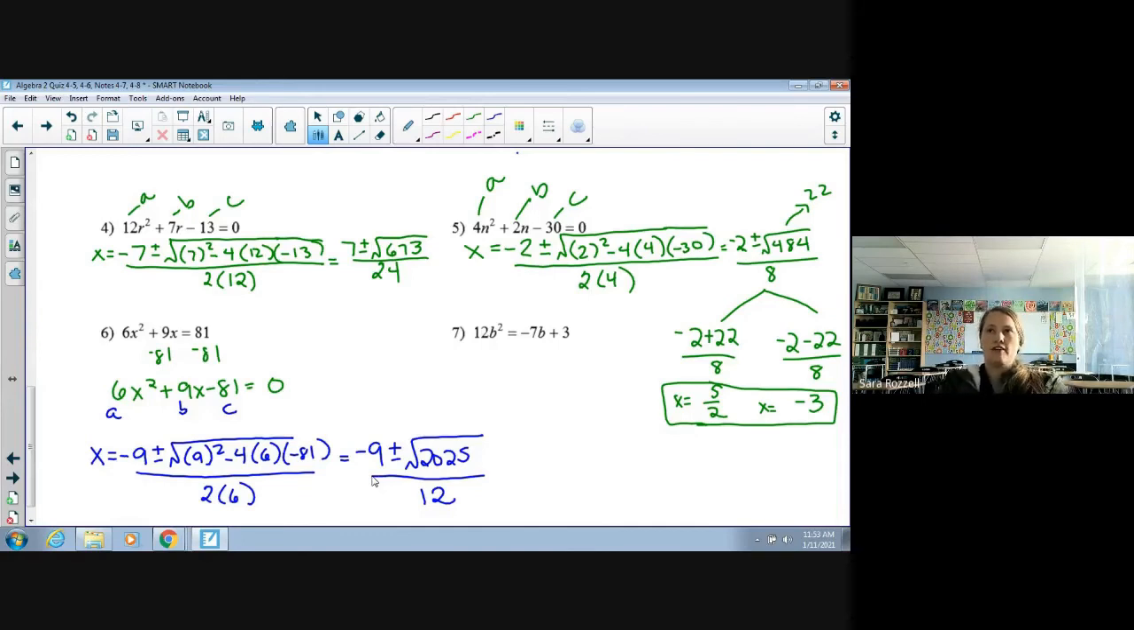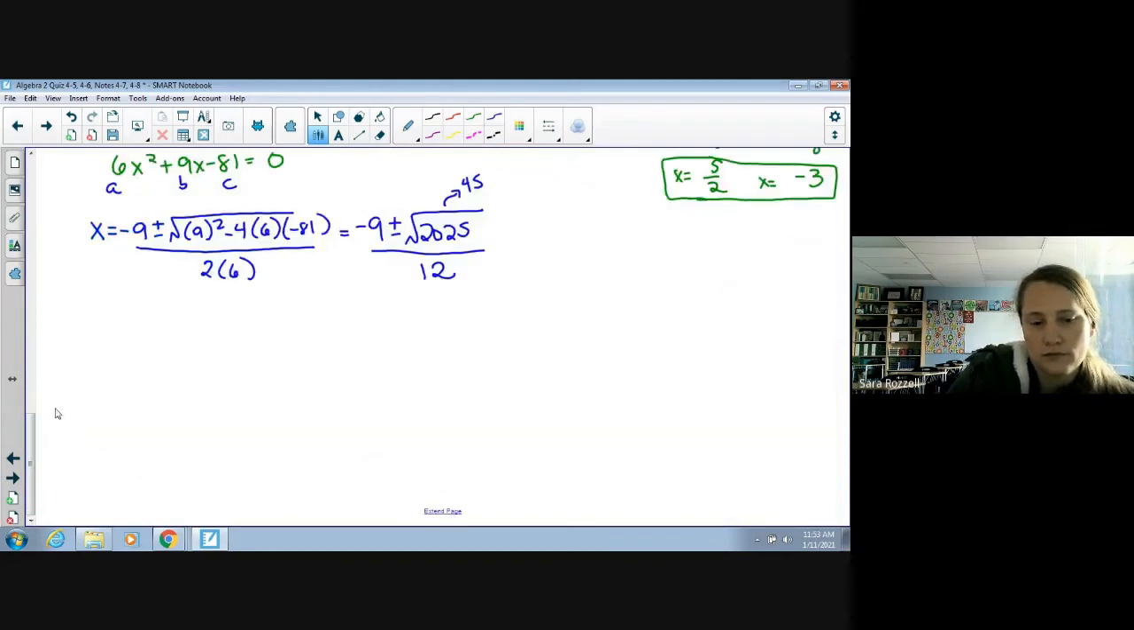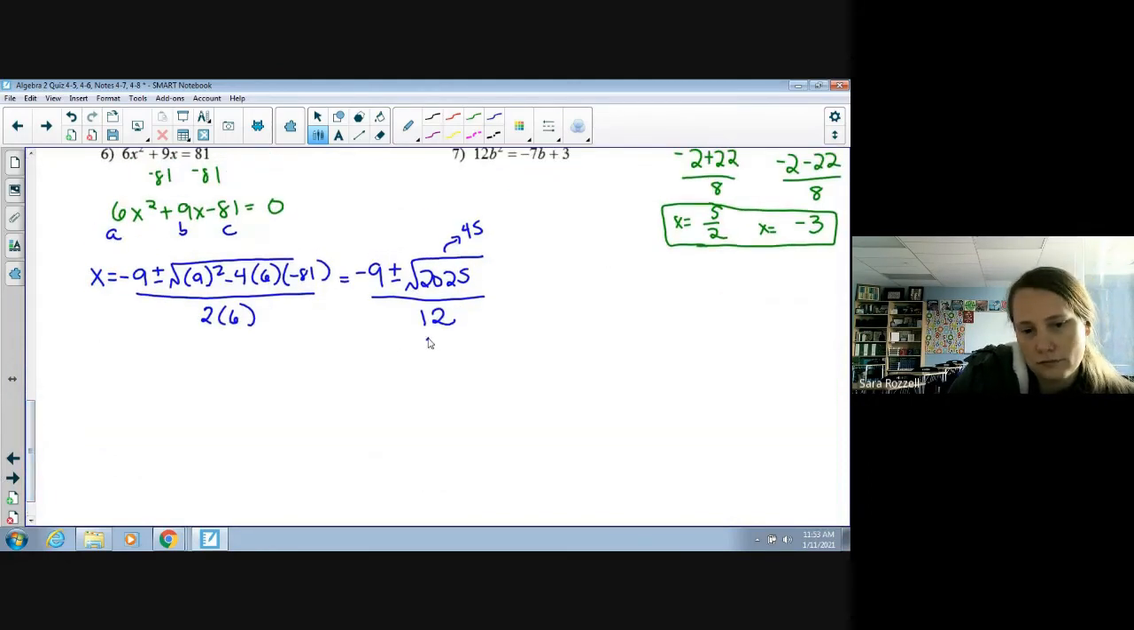Is 2025 a perfect square? Someone check that for me. Do the square root of 2025. It is 45. So 2025, this is 45. So we're going to split it up into negative 9 plus 45 over 12 and negative 9 minus 45 over 12.